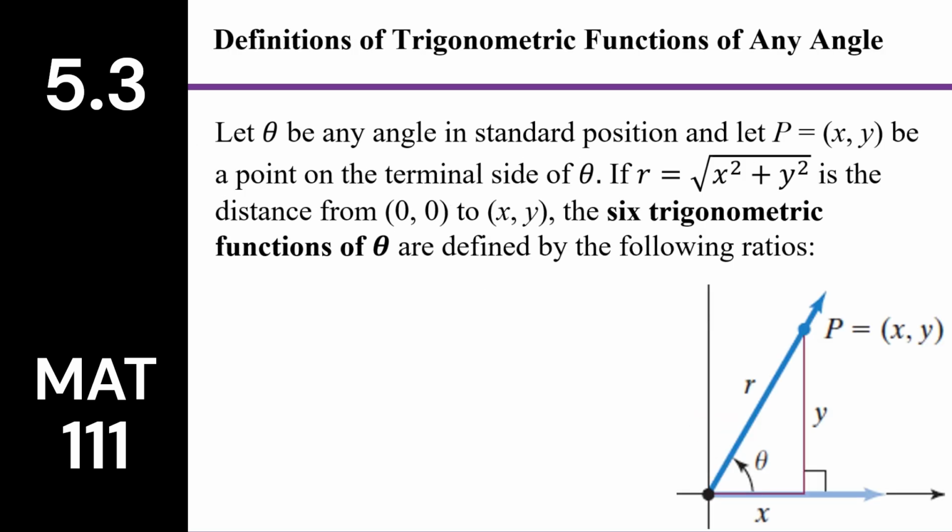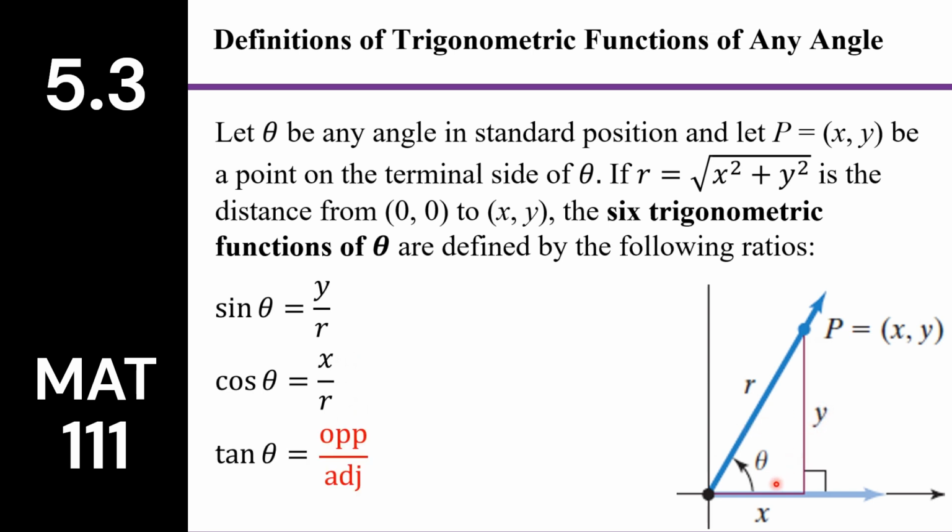We will use these values of x, y, and r to define our six trig functions. Recall that the right triangle trig definition of sine is opposite over hypotenuse, so from theta's perspective, the opposite is y over hypotenuse of r, so our definition will be y over r. For cosine, it's the adjacent over the hypotenuse, so that's x over r. And for tangent, it's opposite over adjacent, so that's y over x.